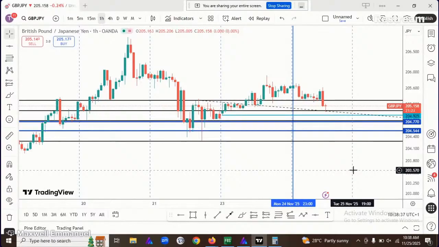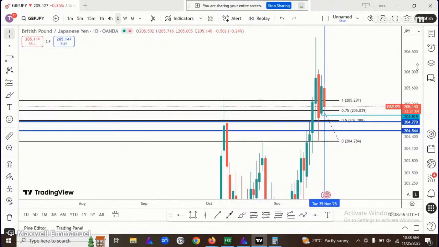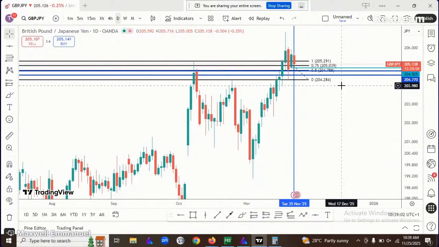So let's look at GJ. That's my take on GJ. Wait for a buy pattern to form on the 4-hour time frame before you buy. I hope that is clear. Okay, let's use the average strategy.